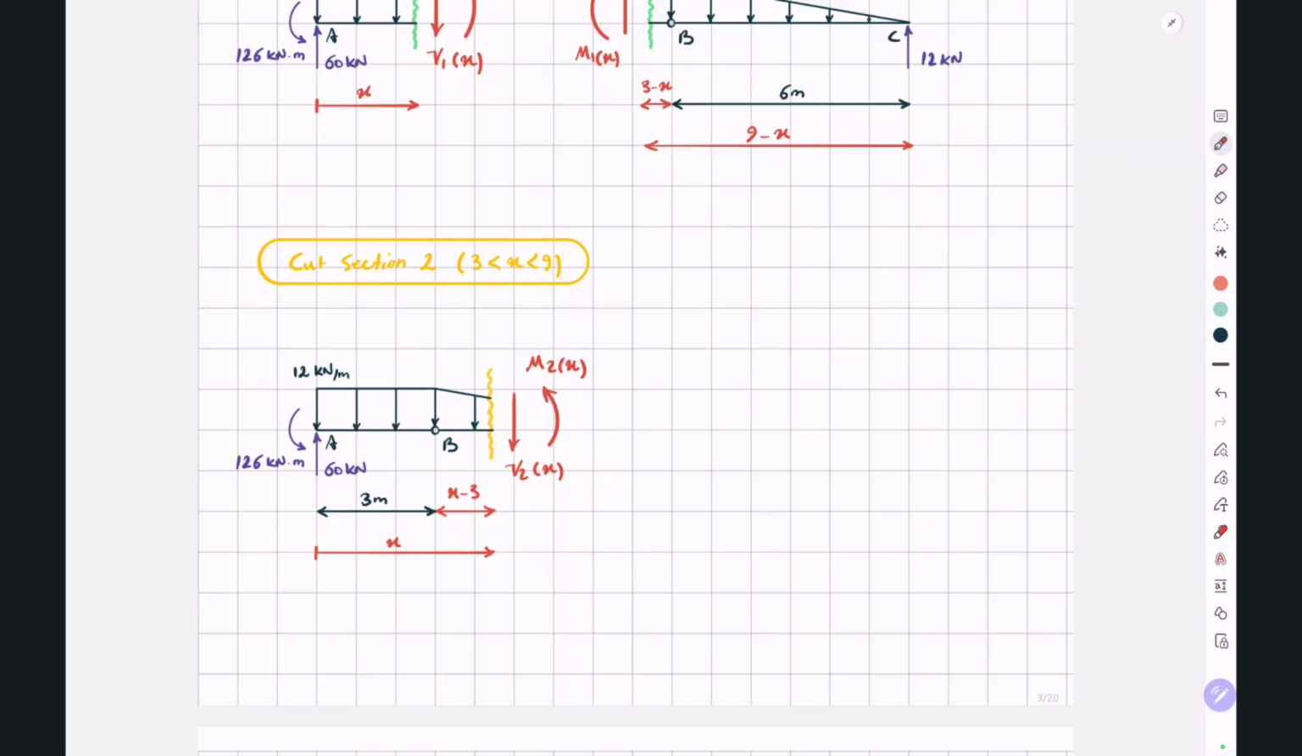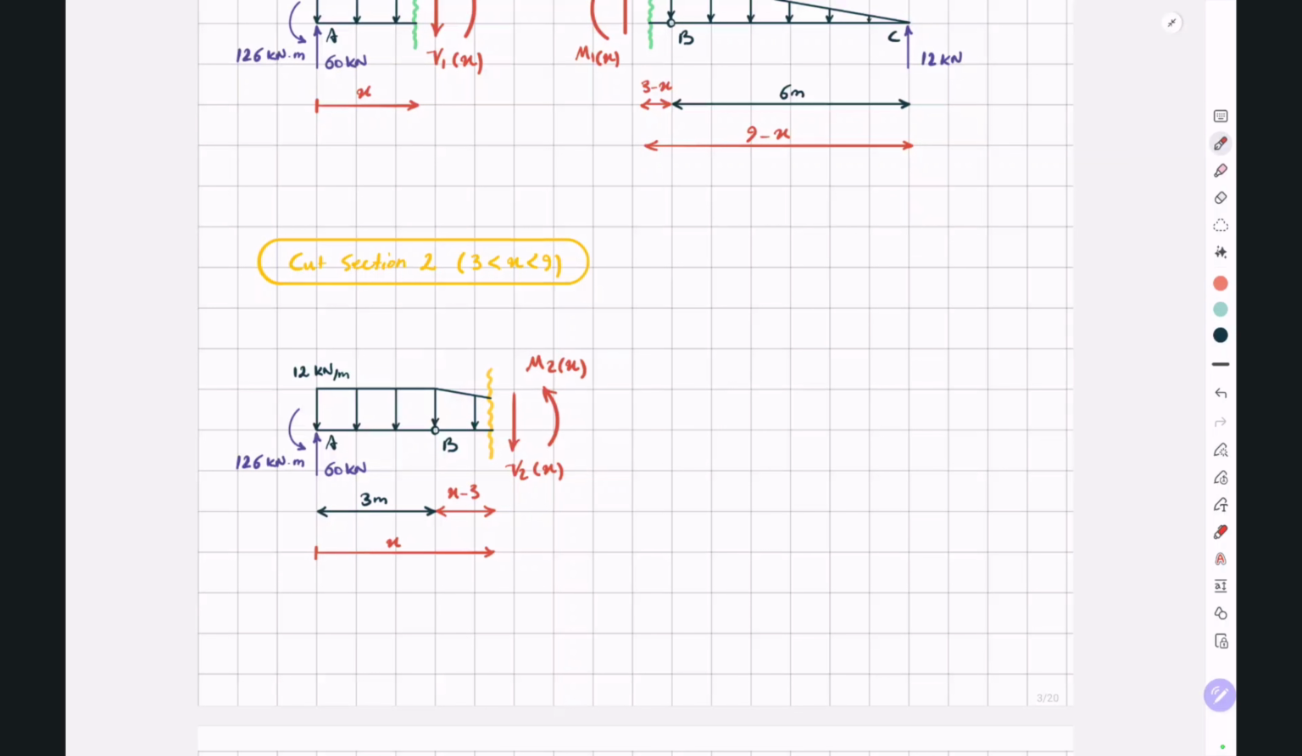and our right cut segment will look like this. So again, the total length of the beam was 9 meters. The length of the left cut segment was X. So the length of the right cut segment will be the total length minus X, or 9 minus X. We have an upward shear force, or V2X, and we have a clockwise moment, or M2X.